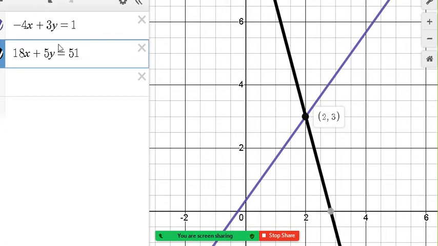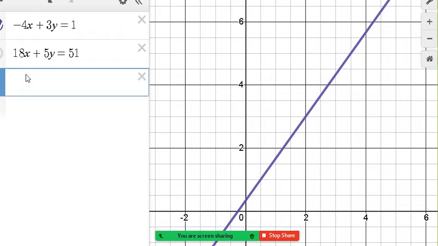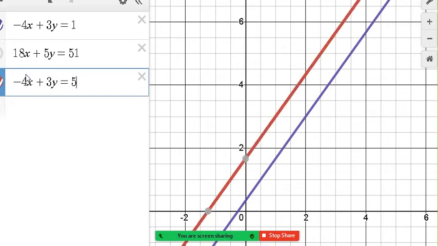Now, if your graphs don't cross each other, then it's an inconsistent system of equations. If I had negative 4x plus 3y equals 5, those are two parallel lines. They never cross each other. So the fancy term here is that it would be an inconsistent system of equations. Inconsistent, independent. Why independent? It's independent because the lines aren't the same.